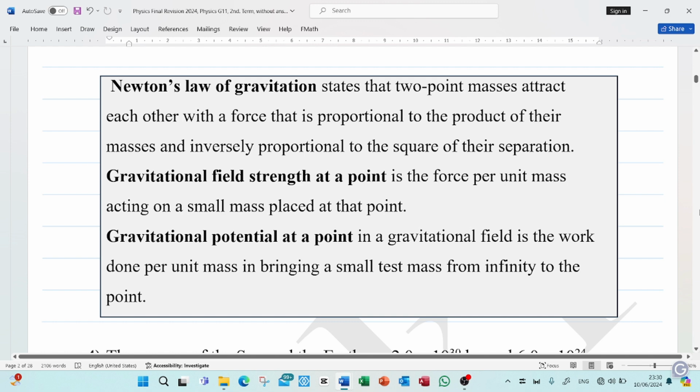You can abbreviate these definitions. For example, Newton's law of gravitation, we can say the force is proportional to the product of masses and inversely proportional to the square of separation. Gravitational field strength is the force per unit mass. Gravitational potential at a point is the work done per unit mass in bringing the test mass from infinity to the point. Now, just remember the keywords of each definition.